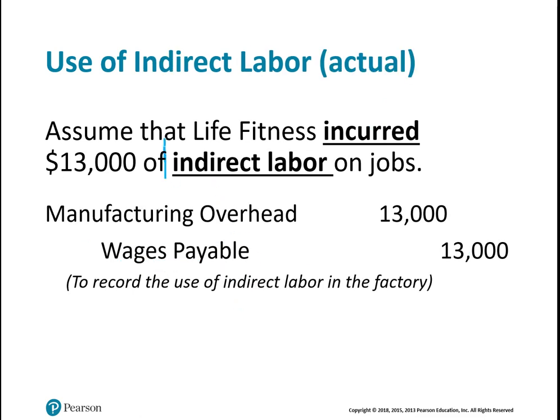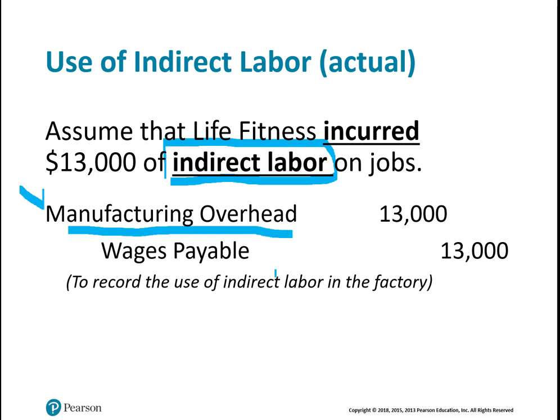Indirect labor, again, is classified as manufacturing overhead. So indirect labor could be, for example, the janitor for the plant, or even a part-time supervisor who supervises a number of jobs, so you can't trace them directly to one job. So you would put the indirect labor into manufacturing overhead, and again, you would credit wages payable.